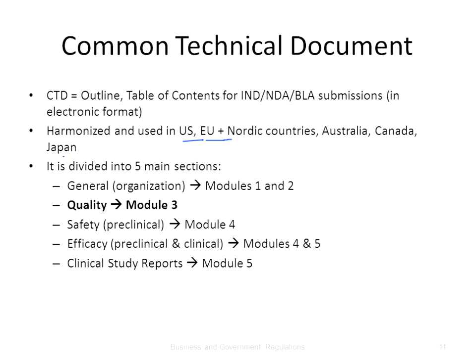Okay, and it's divided into 5 main modules: the general, which is organization; quality; module 3, safety, efficacy, and clinical study reports. Okay, and so don't confuse these sections. There are 4 sections: organization, quality, safety, and efficacy. And then they are divided into 5 modules. So we are going to see that next, okay?